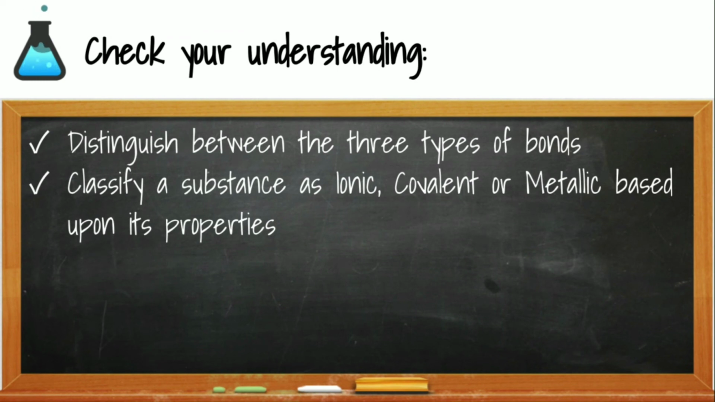Now you should be able to distinguish between the three types of bonds and classify a substance as ionic, covalent, or metallic by using the chart you copied down. Eventually you'll learn to memorize all the properties of ionic, covalent, and metallic bonds, but for now you can use your chart to guide you.